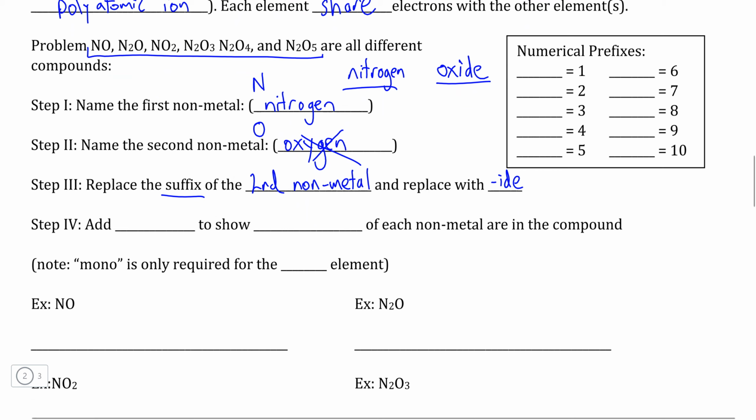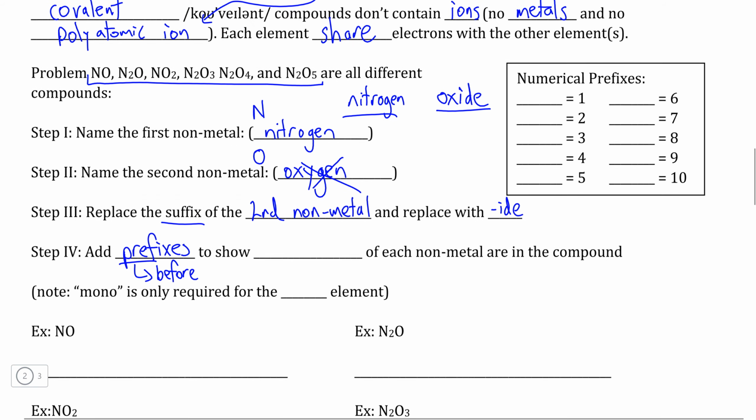So to distinguish which nitrogen oxide is different from the others, the next thing that we need to do is add what we call numerical prefixes. Remember that a prefix is a section of or a combination of letters that we add to the beginning, because pre is the prefix for before or at the beginning. So we need to add a numerical prefix to the beginning of each of the nonmetals in our formula in order to identify how many of each nonmetal we have.